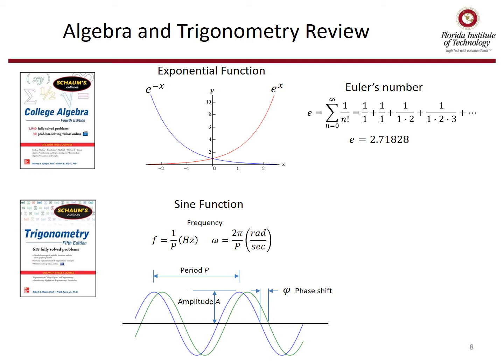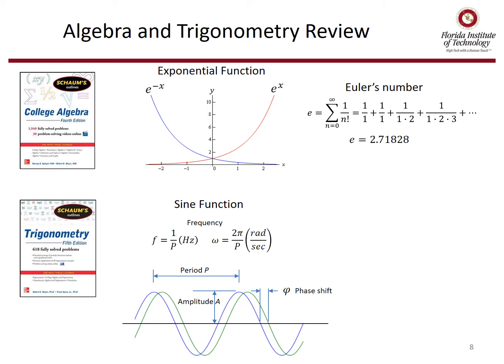It's an irrational number, so the decimal places go on and on and on, but I've shown the value of e to 5 decimal places as 2.71828. What's interesting about the e to the x function is the slope of the graph of e to the x at any value of x is equal to the y coordinate, or the value of e to the x. Another interesting property is the area under the curve up to an x value is also e to the x.